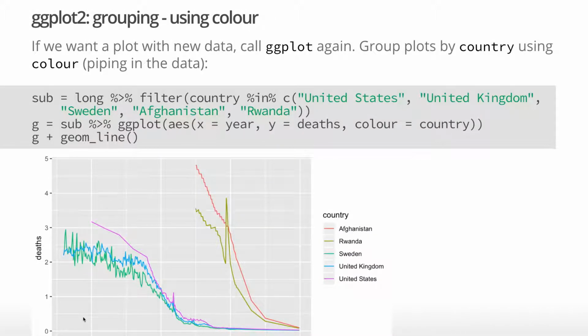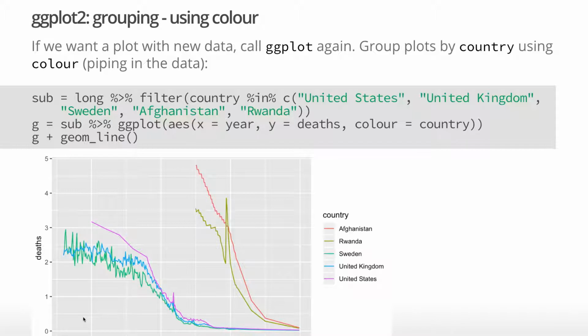All right. So let's say we want to plot the full data set. We don't want to plot just Sweden anymore. We want to take the long data set and filter the country to be the United States, United Kingdom, Sweden, Afghanistan, and Rwanda. So now we have a subset of our data that we feel like plotting.